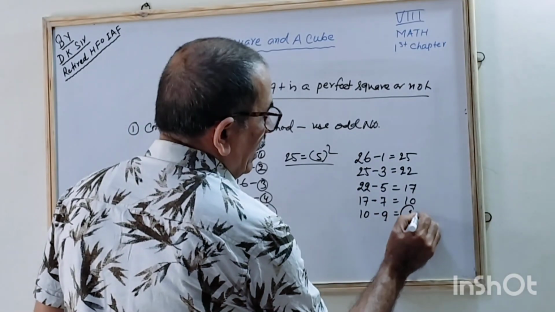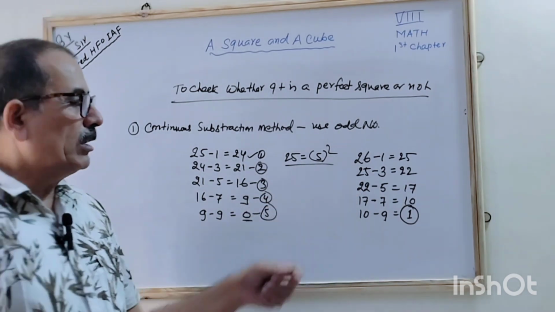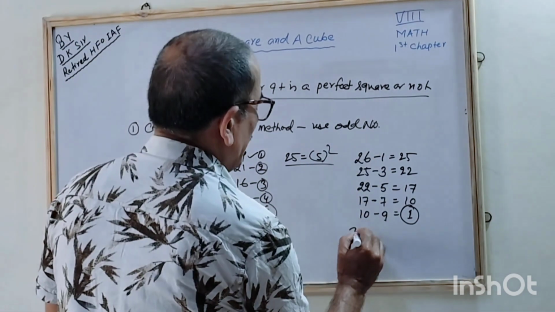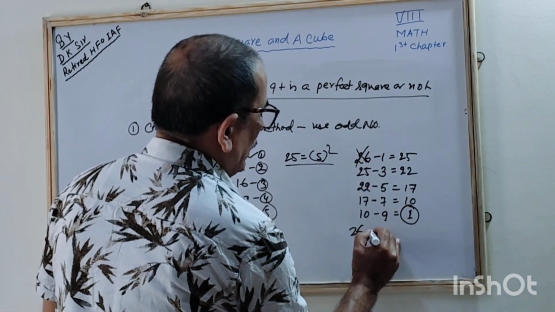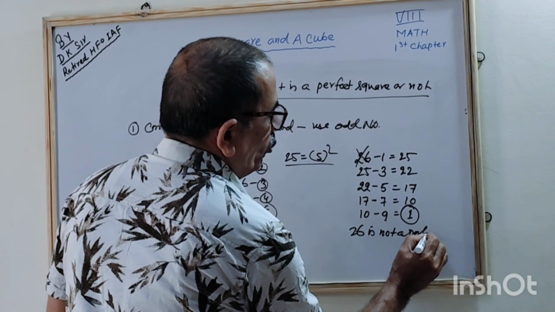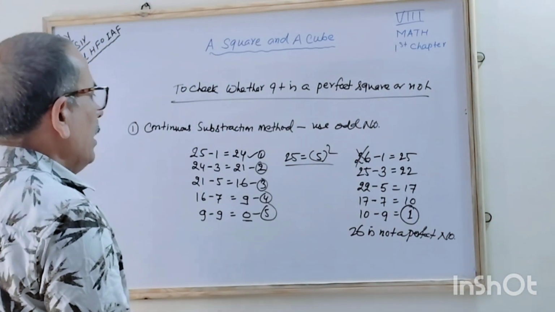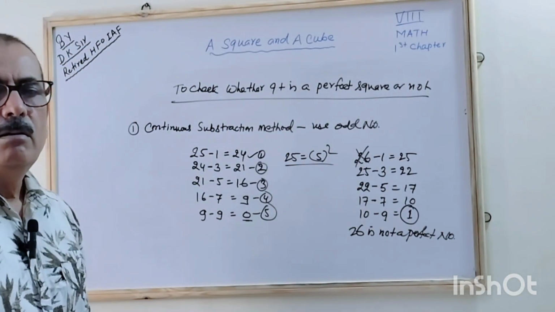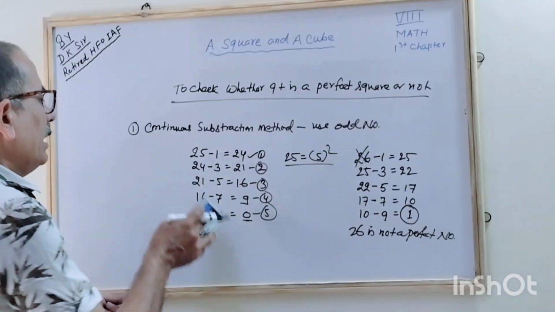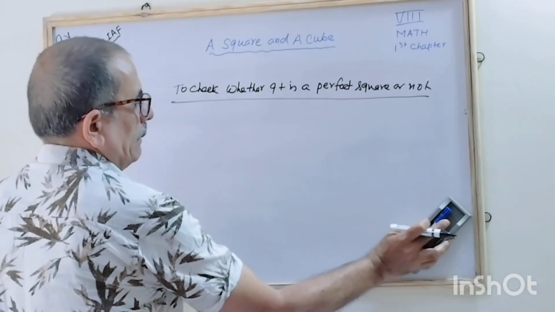So you find that you are not able to get 0. If you are not going to get 0, then you say 26 is not a perfect square. Understood? This is one of the ways. I think it is clear. Yes, there should be no doubts. Correct. So next we will see the next procedure.